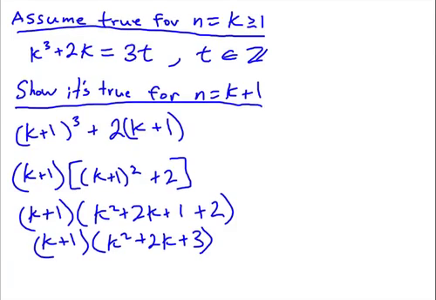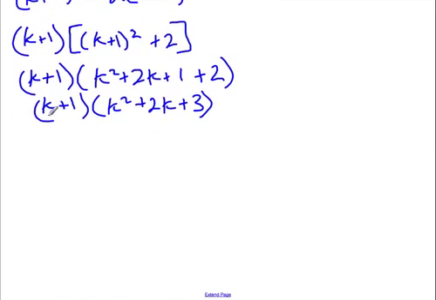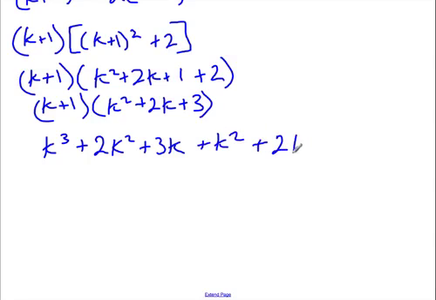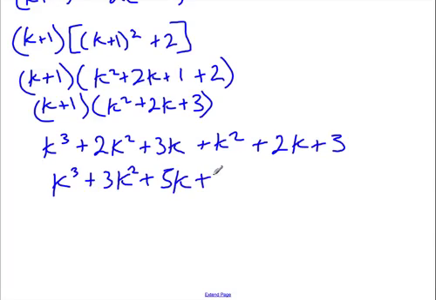Next, we can expand the brackets. k times k squared is k cubed plus 2k squared plus 3k plus k squared plus 2k plus 3. Simplify again, we have k cubed plus 3k squared plus 5k plus 3.